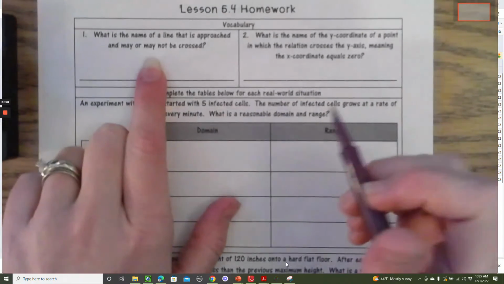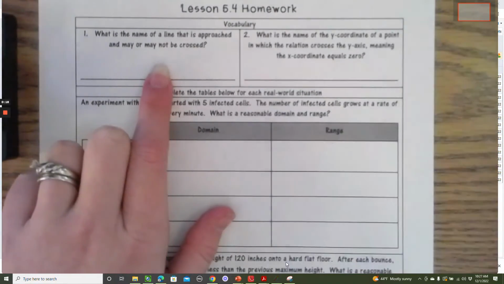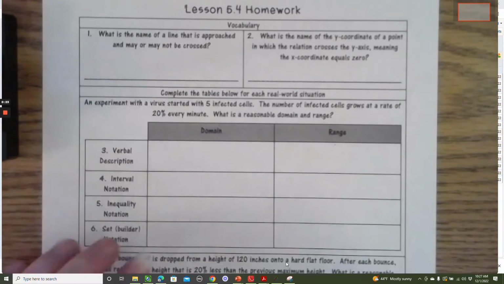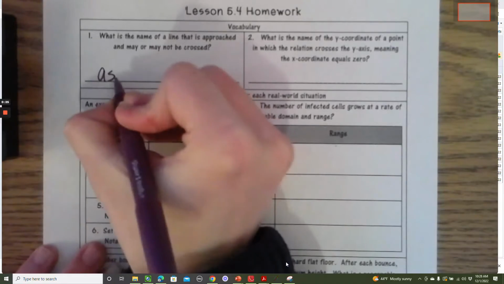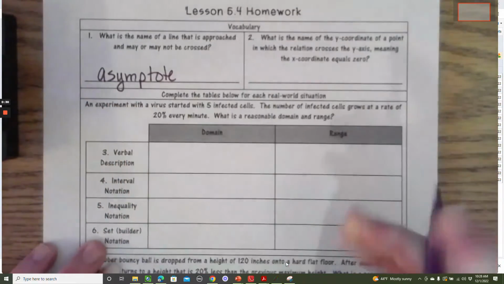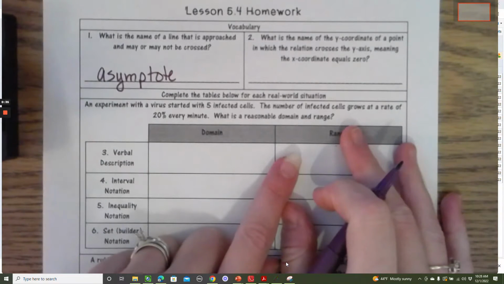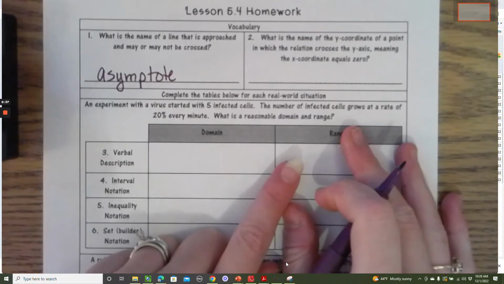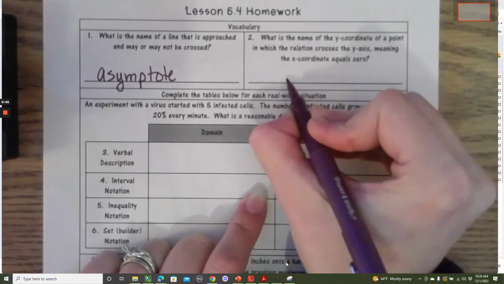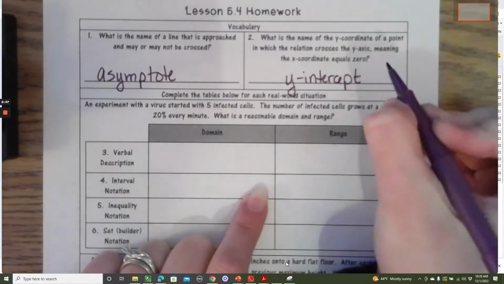Number 1, what is the name of a line that is approached and may or may not be crossed? Asymptote. All right, what's the name of the y-coordinate of a point in which the relation crosses the y-axis, meaning the x-coordinate equals 0? Y-intercept. All right, we are doing domain and range of real world.